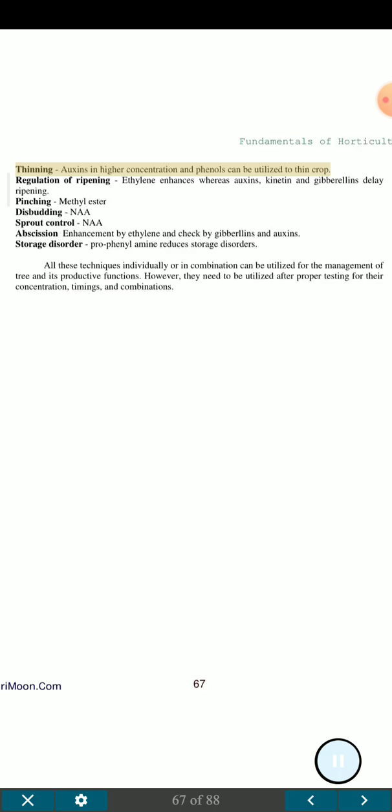Thinning. Auxins in higher concentration and phenols can be utilized to thin the crop. Regulation of ripening. Ethylene enhances ripening, whereas auxins, kinetin and gibberellins delay ripening.